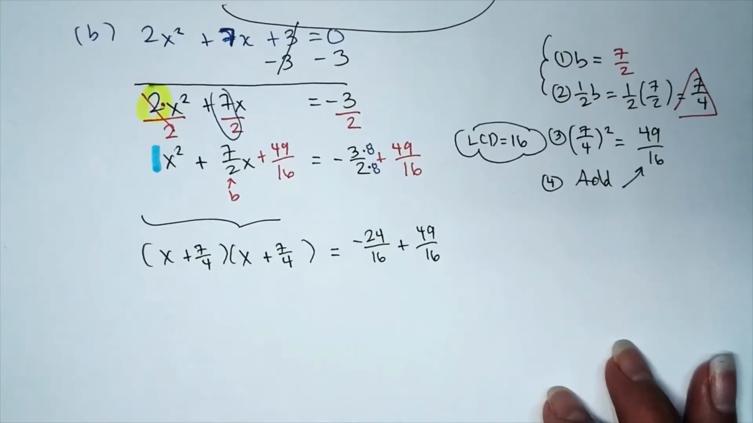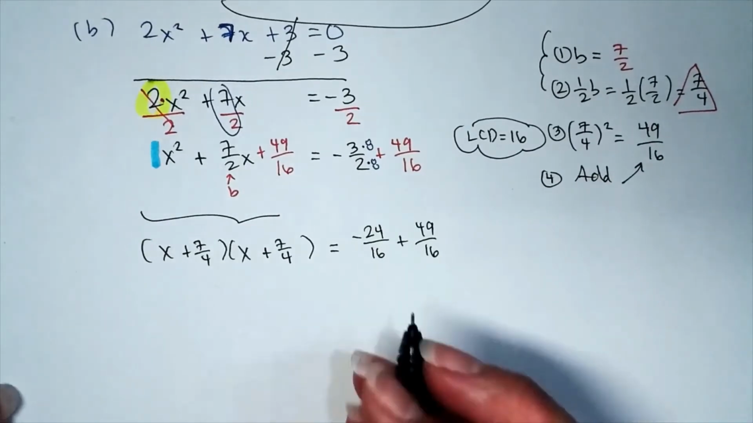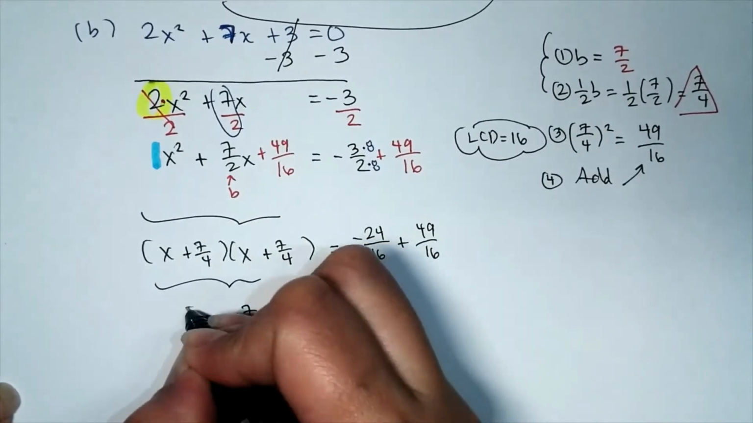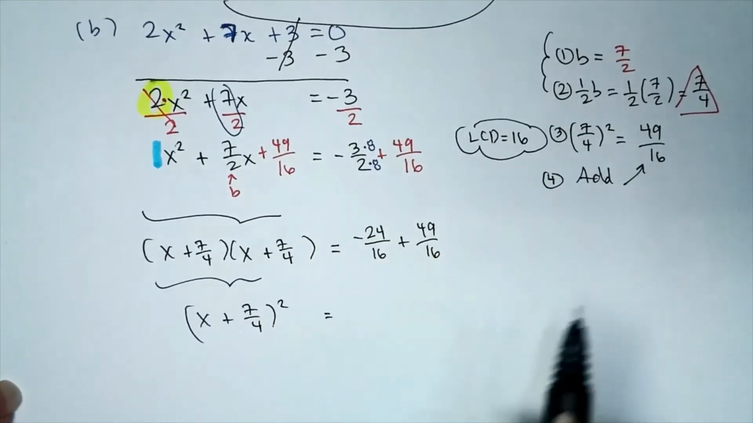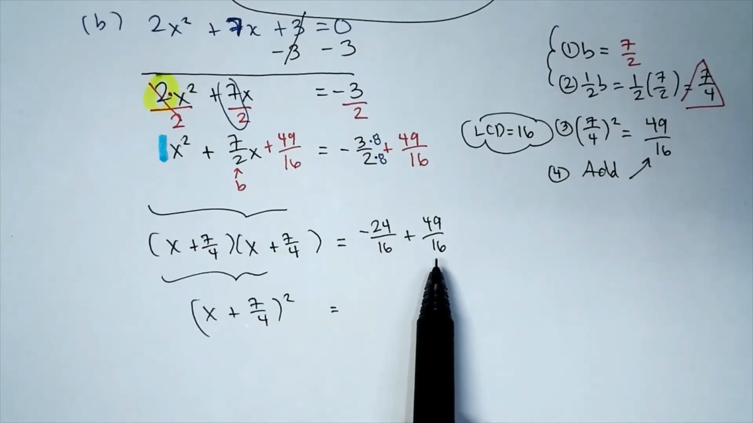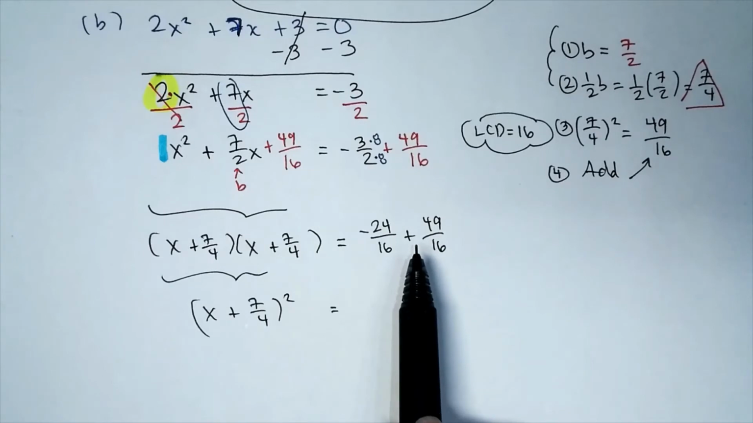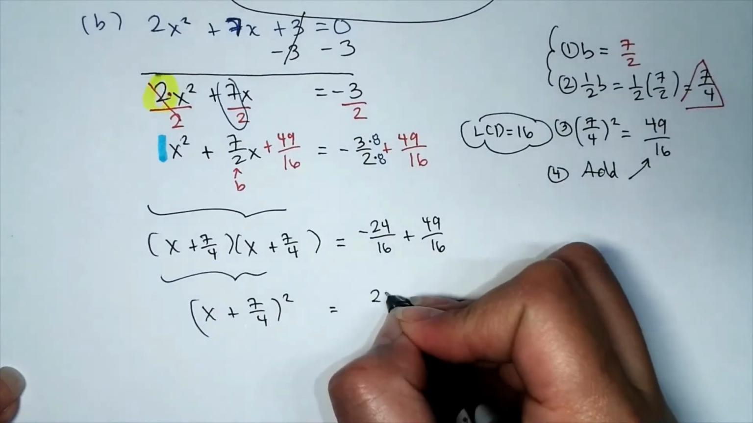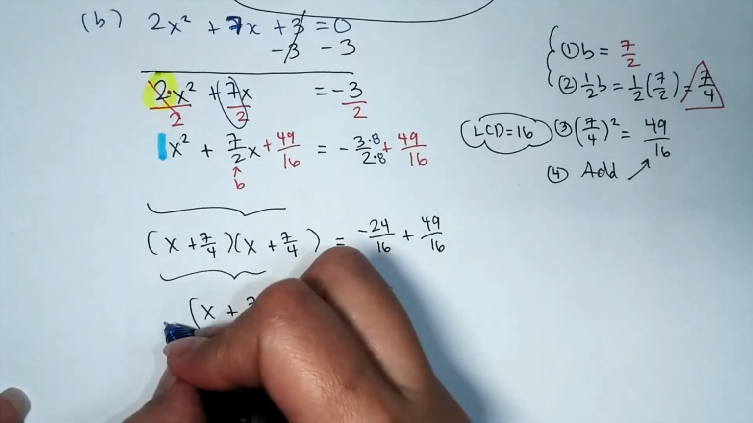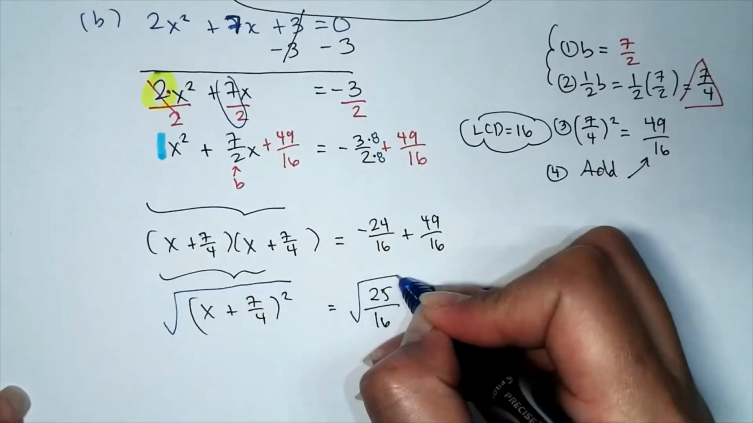Fantastic. So on the left side, let's go ahead and use exponents for repeated factors, so then we can apply the square root property. So that will give us the sum of negative 24/16 plus 49/16. 49 minus 24 is 25. Fantastic. Squared part equals number part. Let's do that. Let's apply the square root property. So to undo the square, let's go ahead and square root. And don't forget your plus or minus.